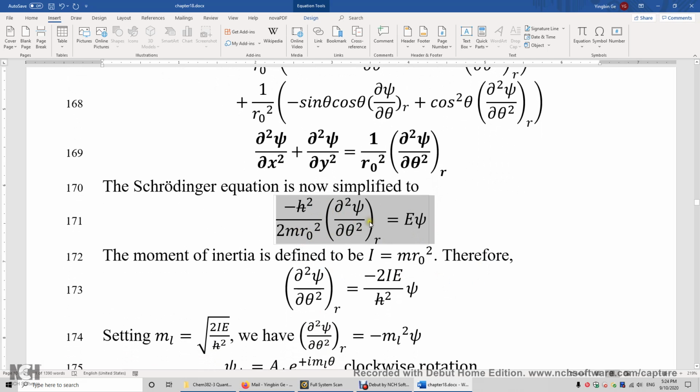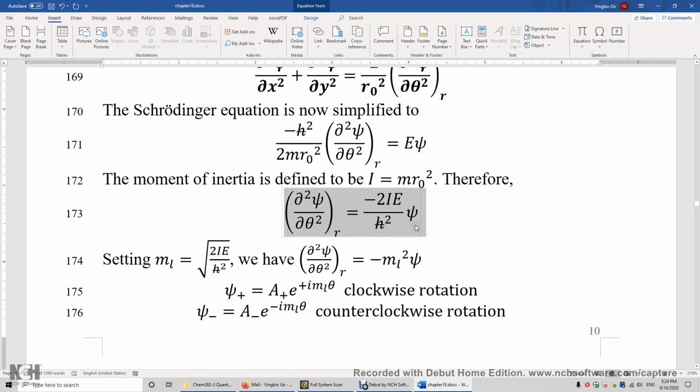What if r is not a constant? It's going to be much more complicated than this. Now, how do we solve this? It's pretty simple. First, m times r naught squared is the moment of inertia, and then we move these constants to the right-hand side. We get this. We solved similar equations before, and here's the trick. We set a new variable m sub l to be the square root of 2IE over h bar squared, and then we have this simple equation to solve.